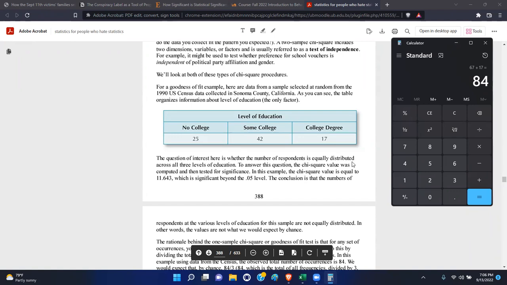Well, what we want to know is if this particular distribution is random, or if there's some pattern to it. If there was a pattern, we might think maybe the reason that we're seeing 42 people with some college degree is because we are at an event that had a lot of people between the ages of 18 and 24, which typically represents the average college student.